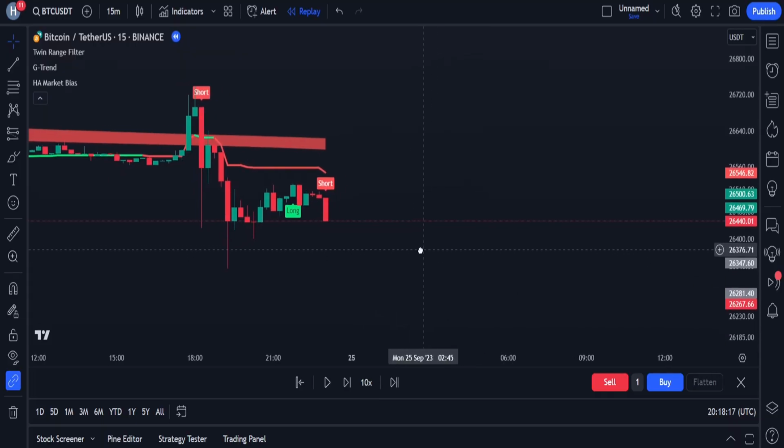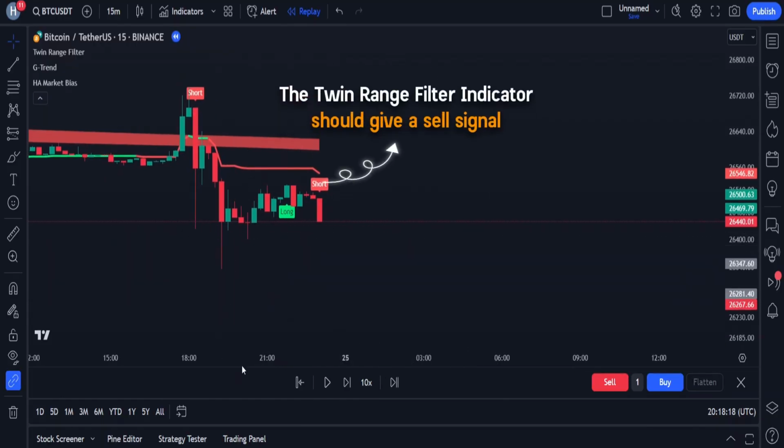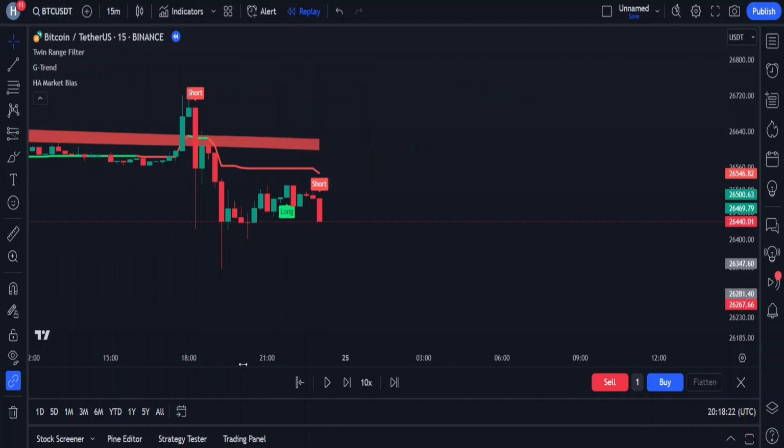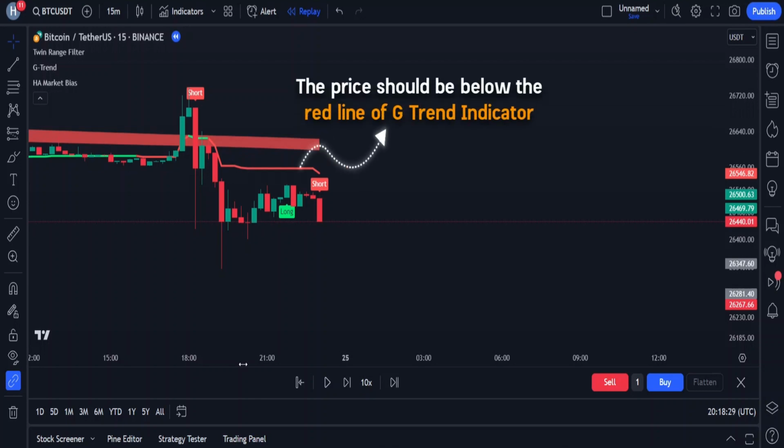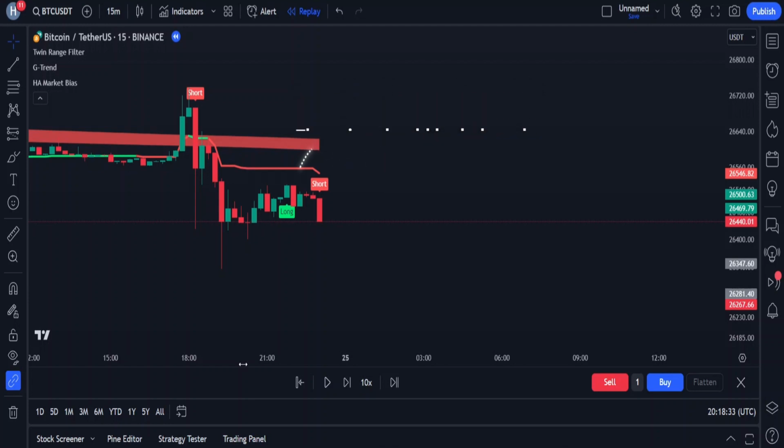So for entering a sell trade, we must first get a sell signal from the Twin Range Filter indicator. After that, we have to be sure that short-term and long-term trends are both descending or going down. We want the price to be below the G Trend indicator, and also the color of the G Trend graph should be red. And finally, this signal will be confirmed if the price is also below the Market Bias indicator and the graph is in red color. So both these indications suggest that this is a valid sell signal.